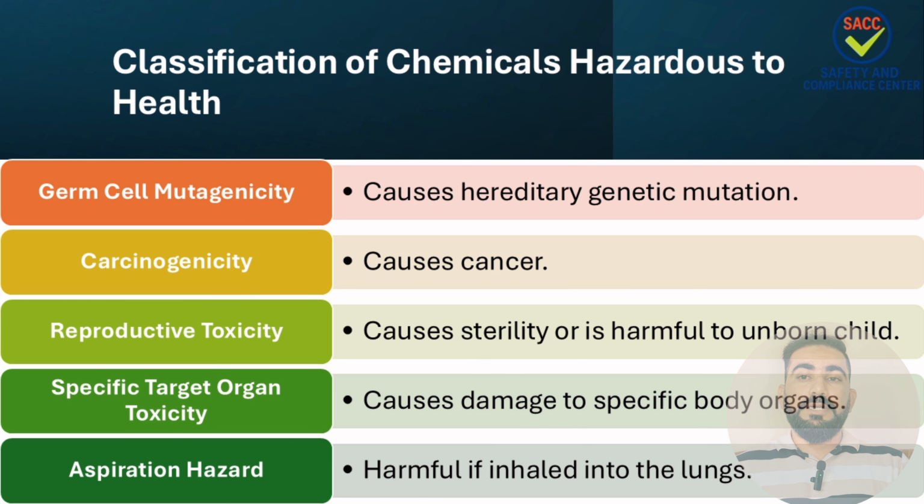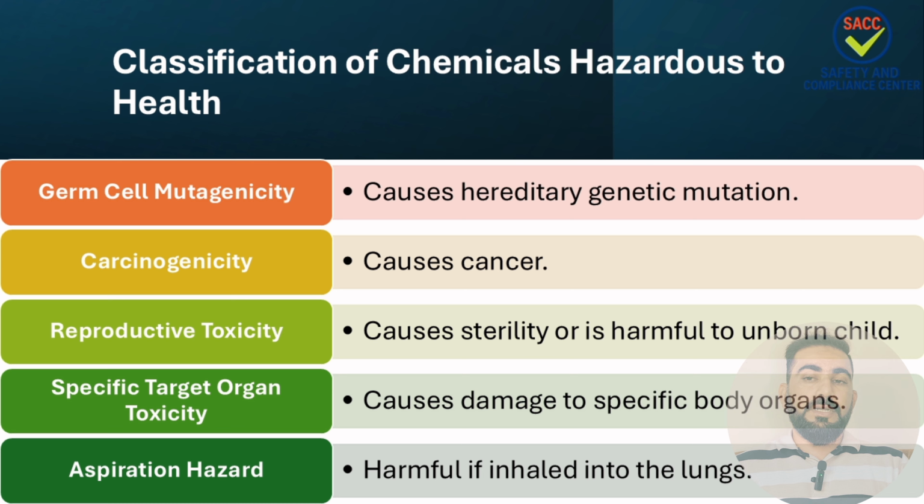The carcinogenicity: these are substances that can cause cancer. Long-term or repeated exposure increases the risk, even if symptoms don't show up right away. The reproductive toxicity: these chemicals can affect fertility or harm an unborn child during pregnancy. They may lead to miscarriage, developmental issues, or infertility.